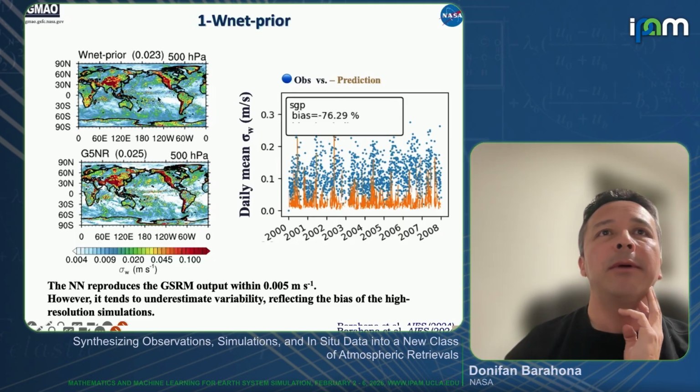So here, this is our prior distribution, and then our prior neural network, and this is our GCRM, which we call the GFI nature run, just for internal reasons. So we are able to reproduce that quite well.